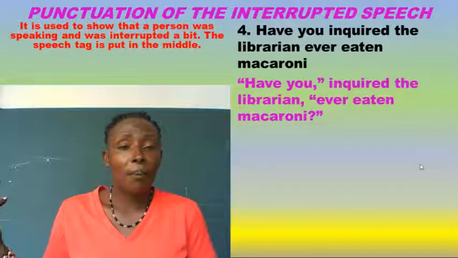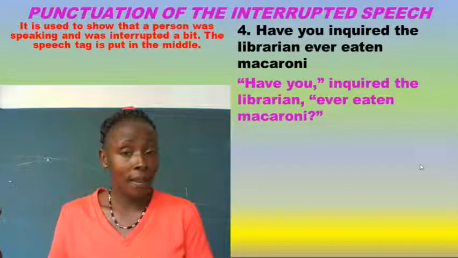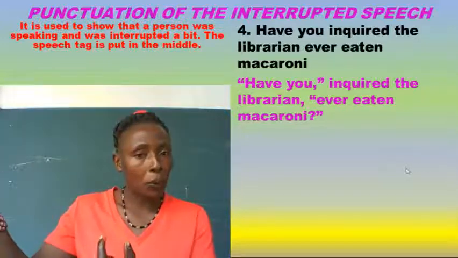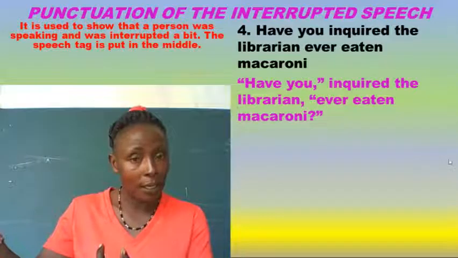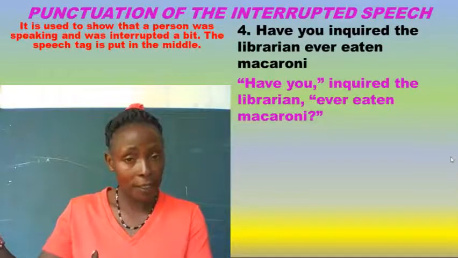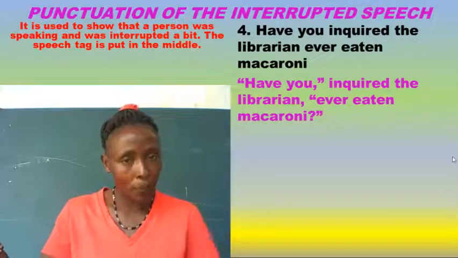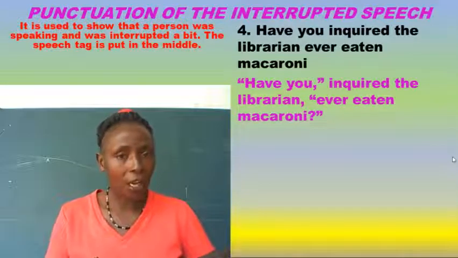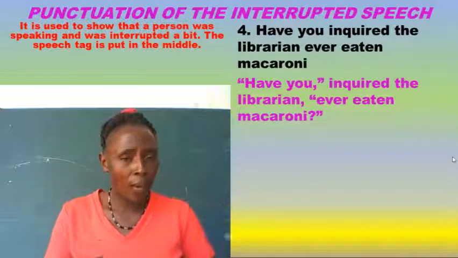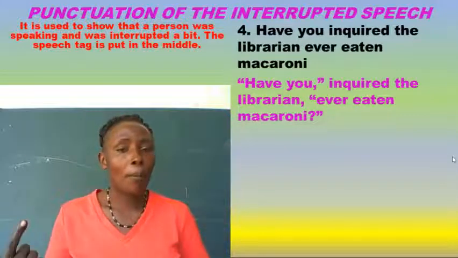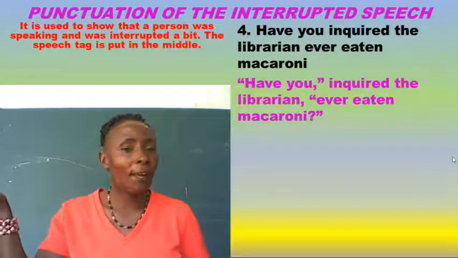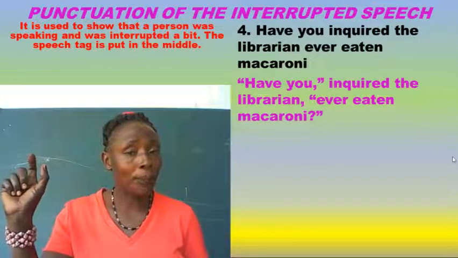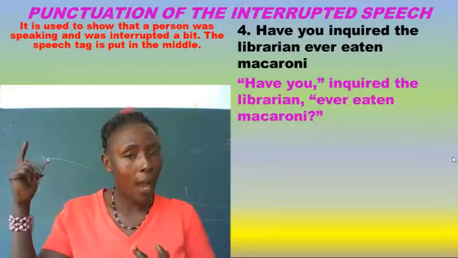So our helping verb have begins our actual words. So you open, make sure that one is a capital H, since it is the word that begins the actual words. The first letter must be a capital one. Have you, put a comma, then you close. Then followed by the speech tag, inquired the librarian, comma, open, ever eaten macaroni? So the statement is in interrogative form. Take note of that.